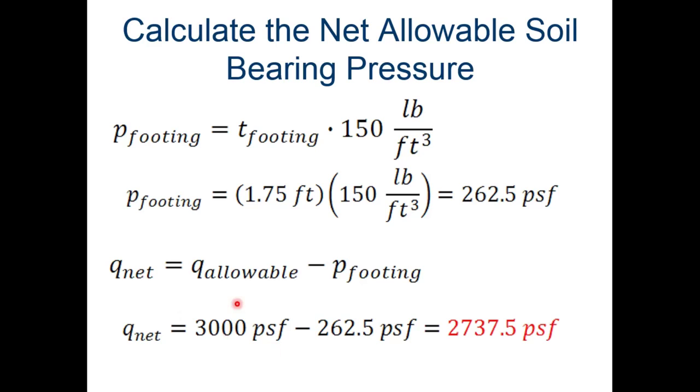Okay, so one more time. Take your number right here, subtract 262.5. Everybody's going to subtract 262.5. You're just subtracting the pressure of the footing, and then you'll get our Q net. In this case, 2,737.5 PSF.